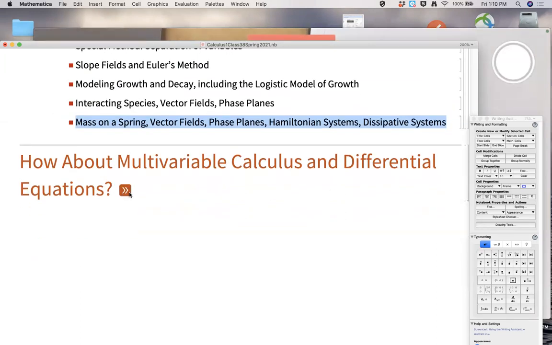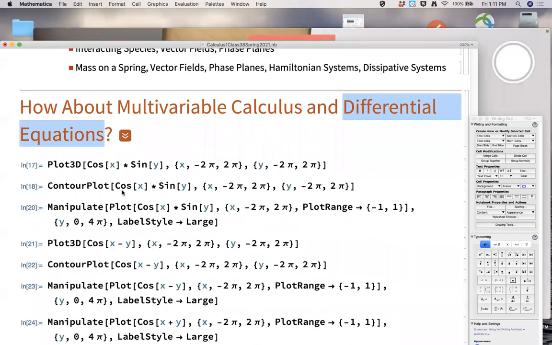What comes after Calculus 2? Calculus 3? Well, some people call it that. What is Calculus 3? You can also call it multivariable calculus. How about Calculus 4? Many people call that differential equations. It's an entire course by itself.